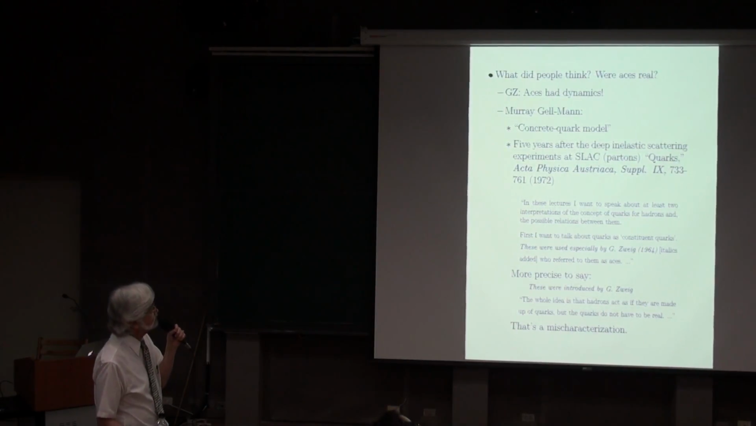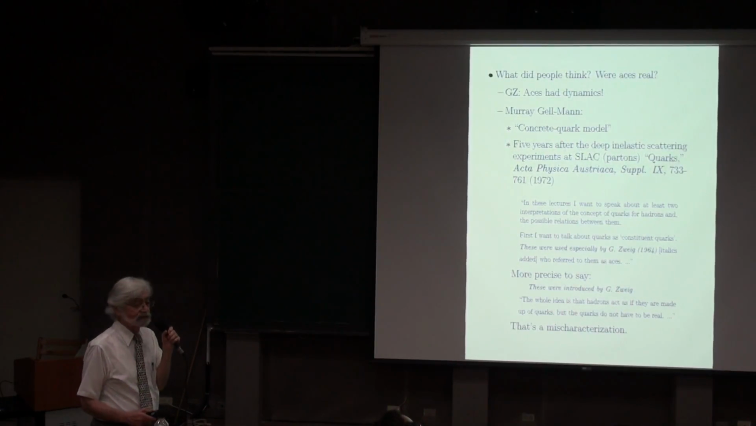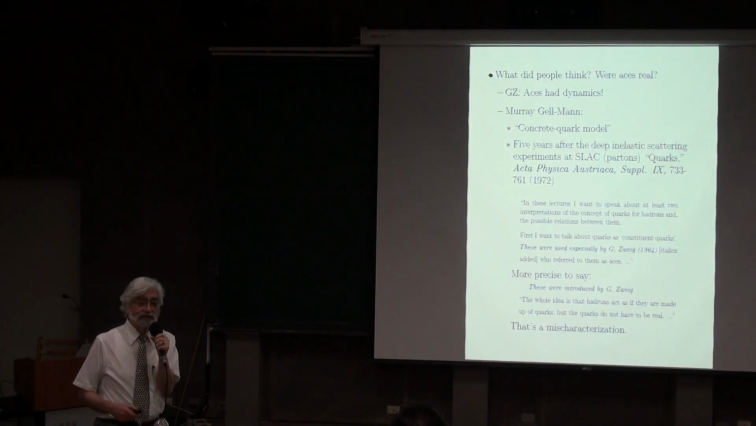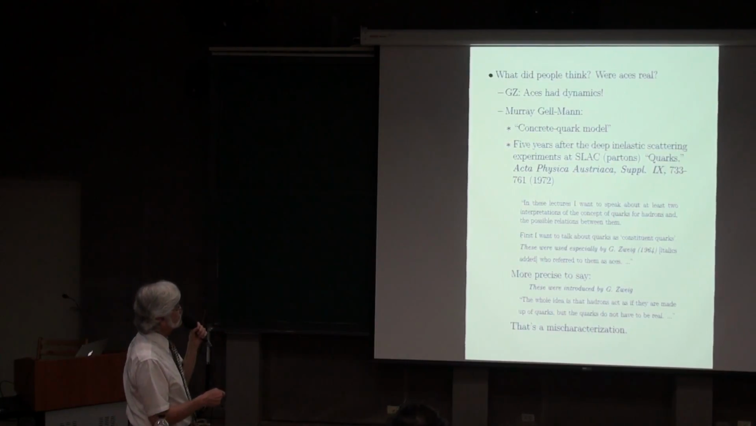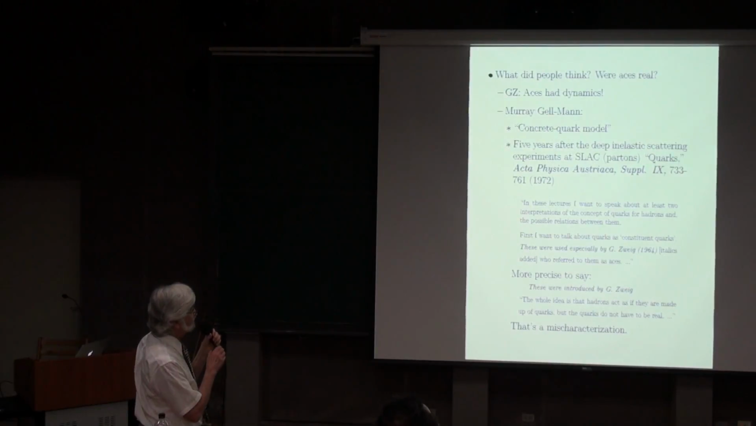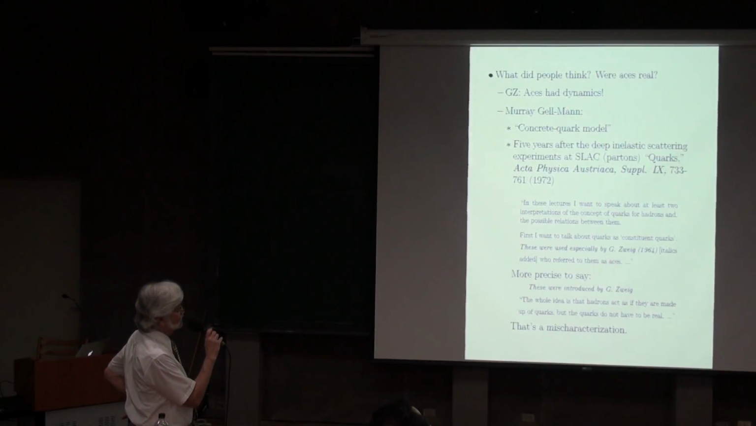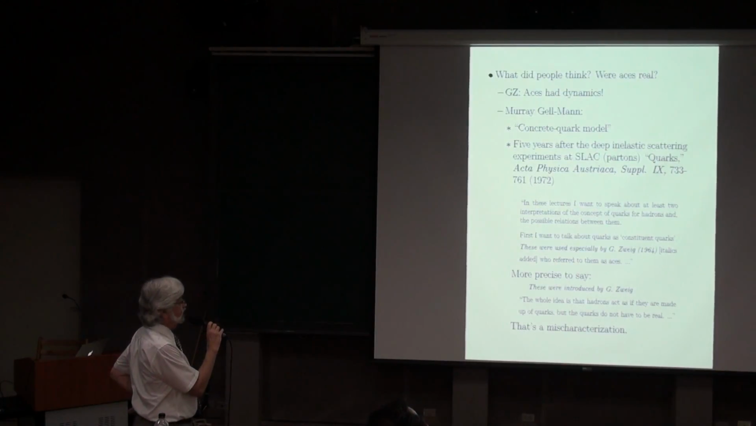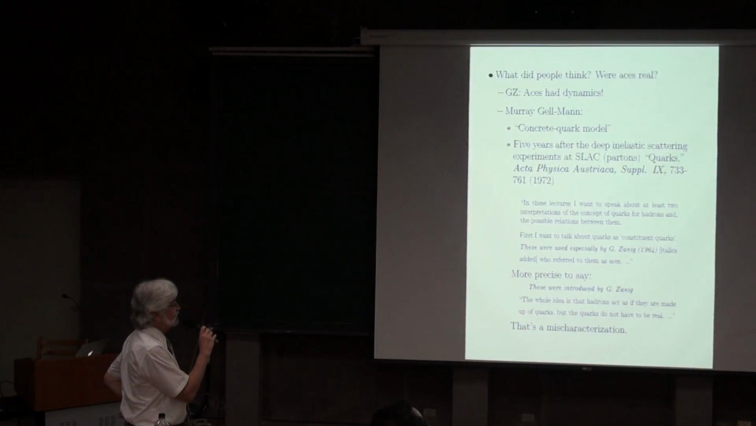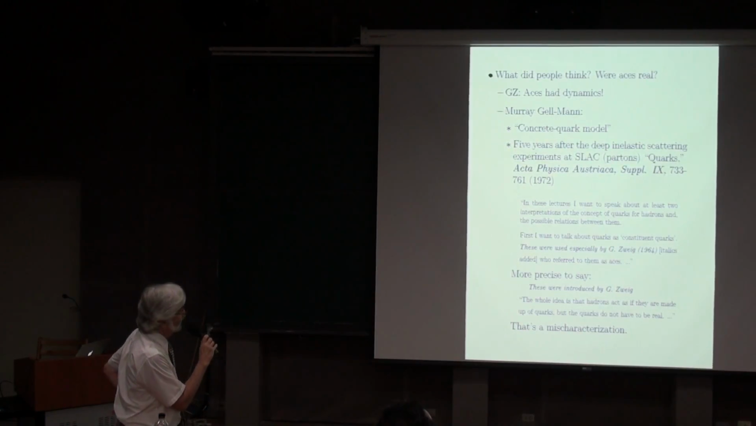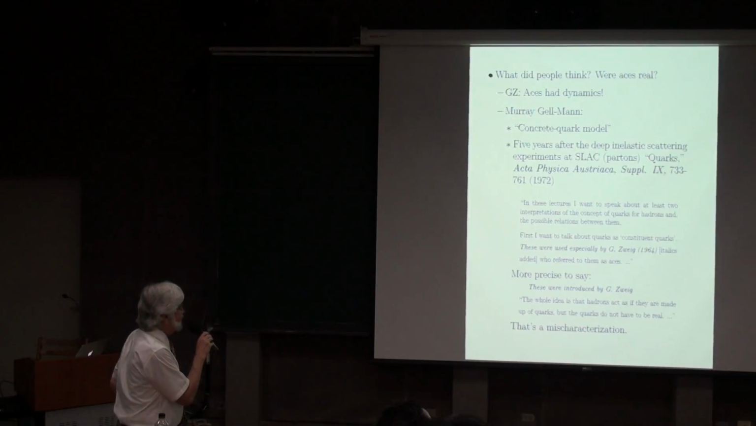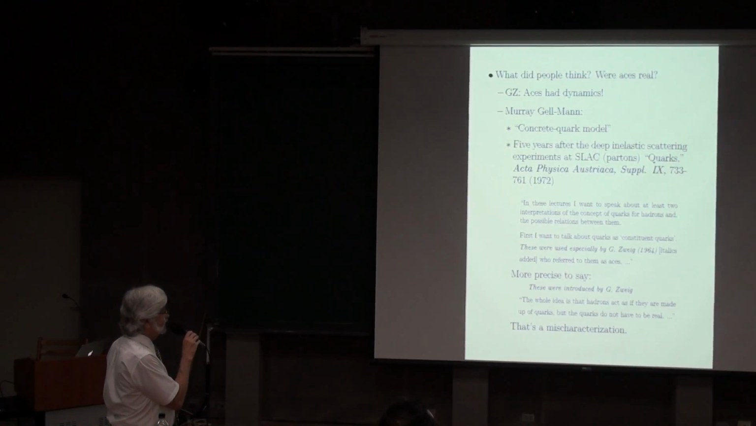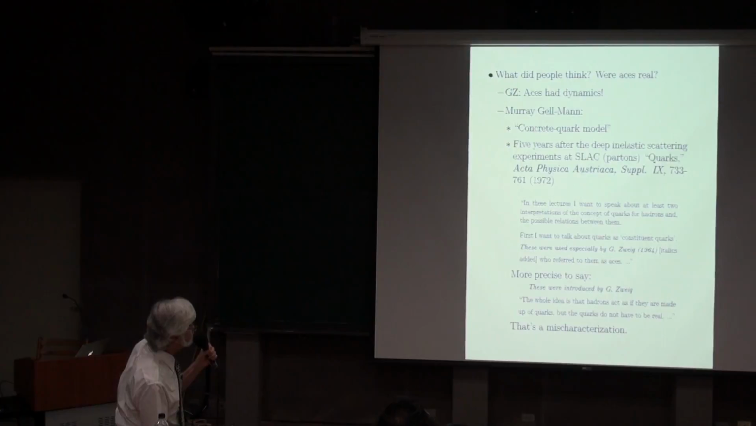Five years after the deep inelastic scattering experiments at SLAC, so this is in 1972, almost 10 years later, he writes in a paper called Quarks: "In these lectures, I want to speak about at least two interpretations of the concept of quarks for hadrons and the possible relations between them. First, I want to talk about quarks as constituent quarks. These were used especially by G. Zweig, who referred to them as aces." I would have thought it was more precise to say these were introduced by G. Zweig. In any case, he goes on to say, "The whole idea is that hadrons act as if they are made up of quarks, but the quarks do not have to be real."